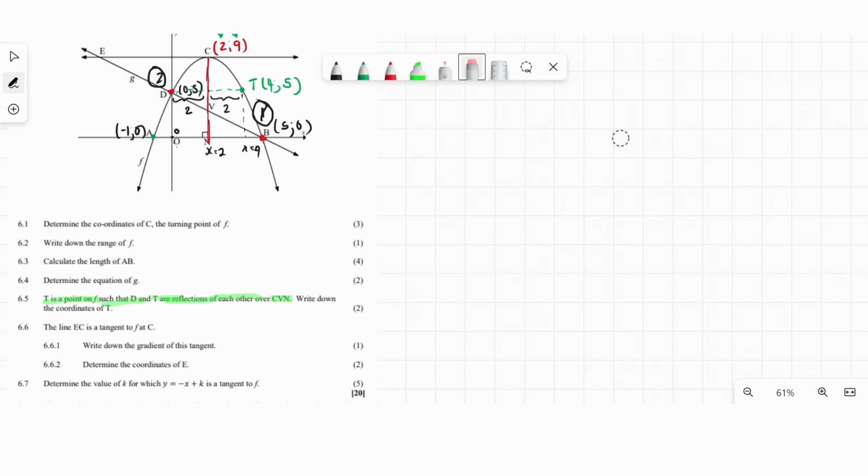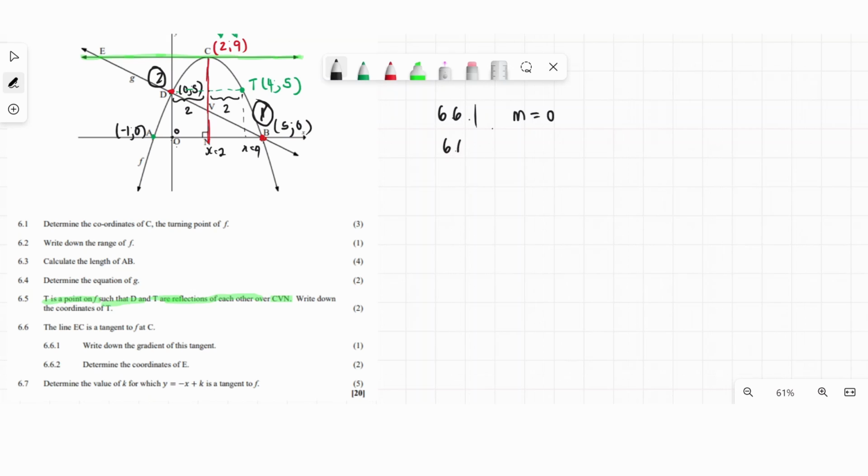So 6.6 says the line EC, which is going to be this line here. Just going to highlight it in green, this line. They say it is a tangent at C. So you see the fact that it touches the turning point at C, right? That's why it's a tangent. So now 6.6.1 says write down the gradient of the tangent, which is EC. So anything that is cutting horizontally, if it cuts just the y-axis, the gradient is always 0. So just remember that gradient is going to be equals to 0. So in our case, m is equals to 0.